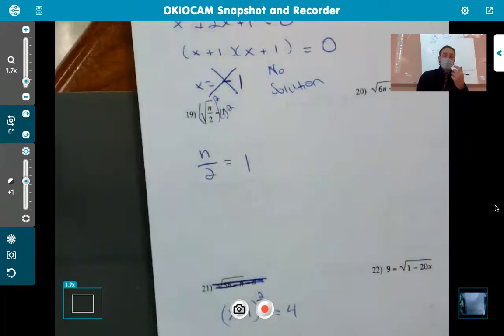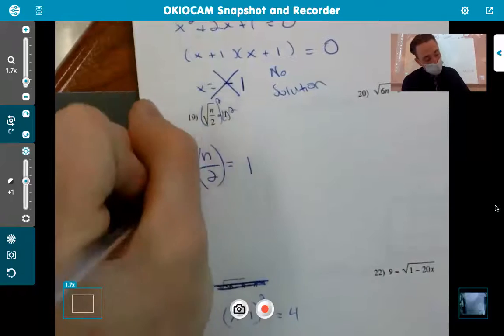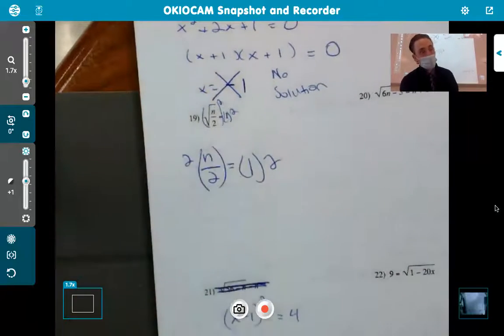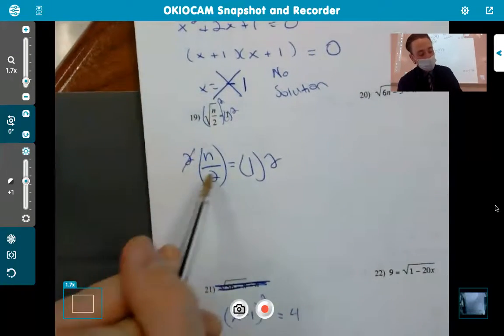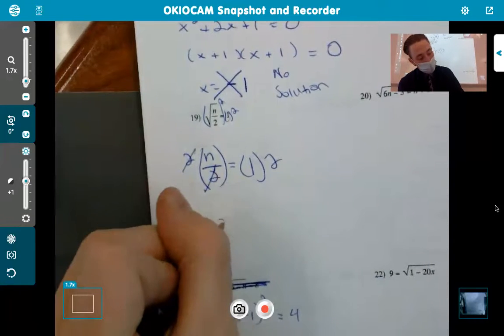Very similar example to what we saw earlier in class. Now I just have a one-step equation. Well, what do I need to do on both sides to get that variable by itself? Multiply by 2. Because these 2's will cancel. And then n is equal to 2.